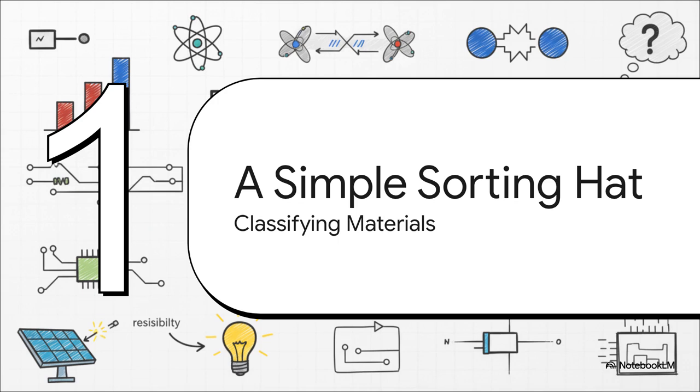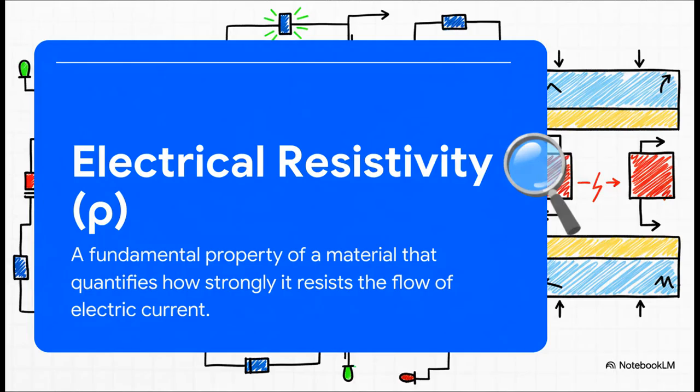Okay, so to even begin to answer that, we've got to get organized. We need a way to sort all the materials out there. You can almost think of it like a simple sorting hat for the physical world. And it groups everything based on just one thing: how well it plays with electricity. And the one metric that matters for this sorting is called electrical resistivity. It's just a fundamental property of a material, like its color or how heavy it is.